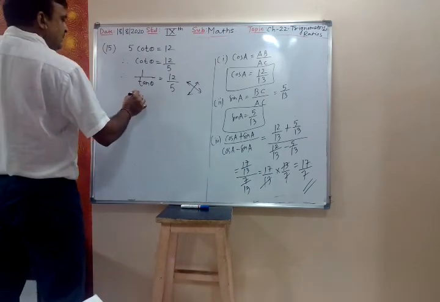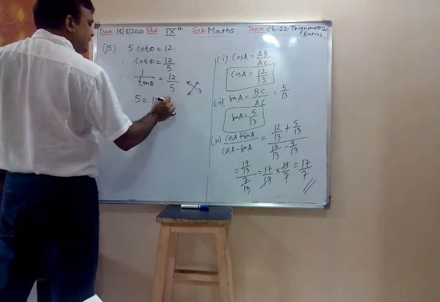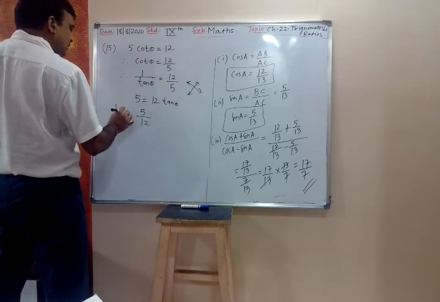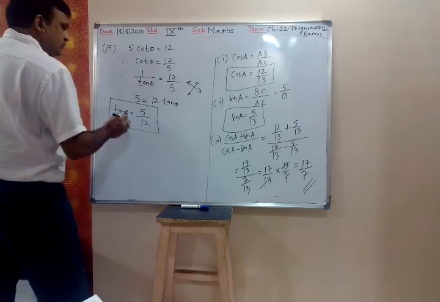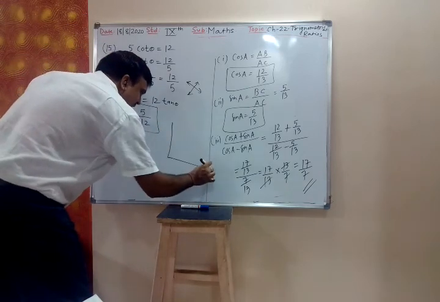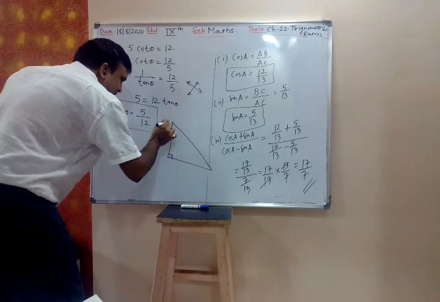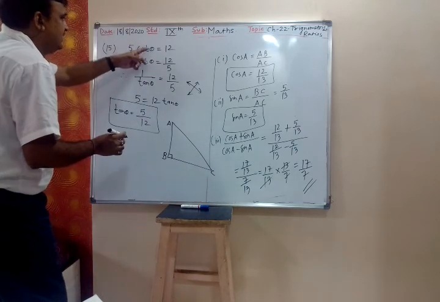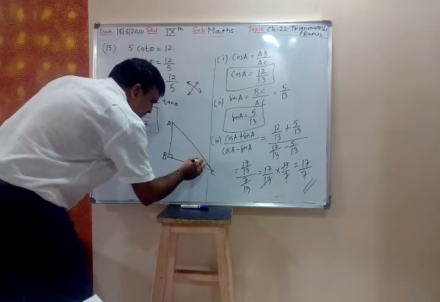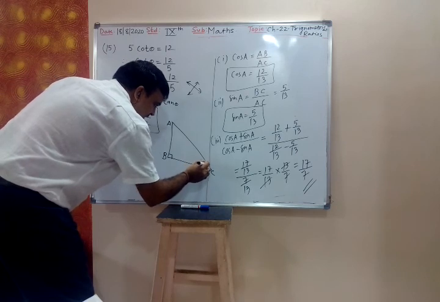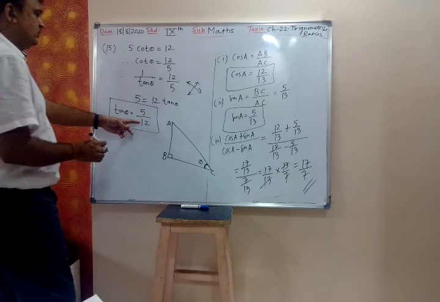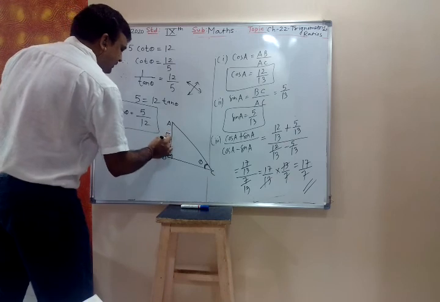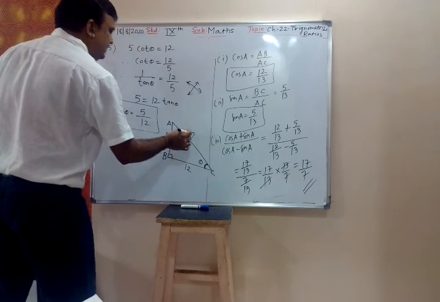So cross multiply: 5 is equal to 12 tan theta. So 5 upon 12 is equal to tan theta. When you draw the diagram, consider any right angle triangle. Let us consider ABC. My reference angle is theta, so I can take C as theta. Tan theta is opposite upon adjacent, so this is 5 and this is 12.